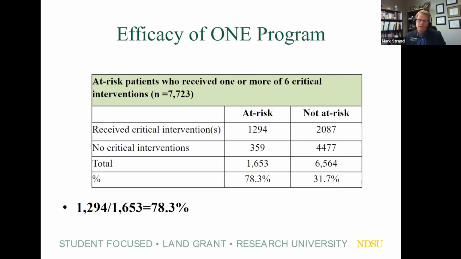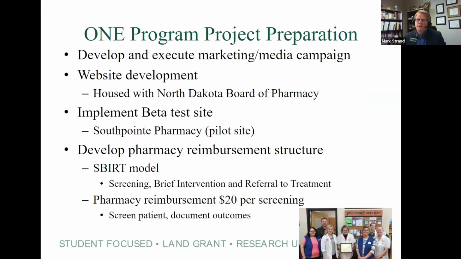1,294 divided by 1,653. Now, on the other hand, those who were considered not at risk also got the benefit, but we didn't consider that 31.7% as a waste of time because it didn't take a lot of time. Even though they weren't identified as at risk based on high opioid misuse risk profile, they're still encountering a medication that has lots of complexity, and therefore those services are still considered beneficial.